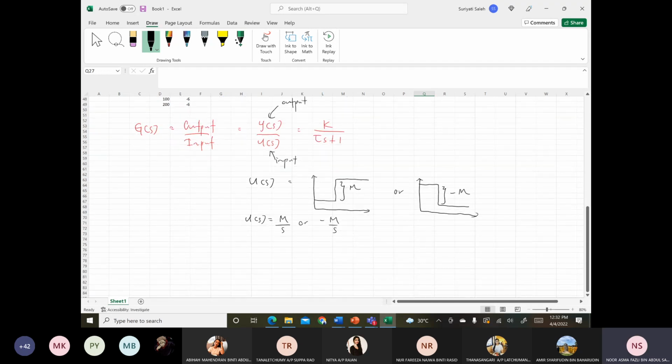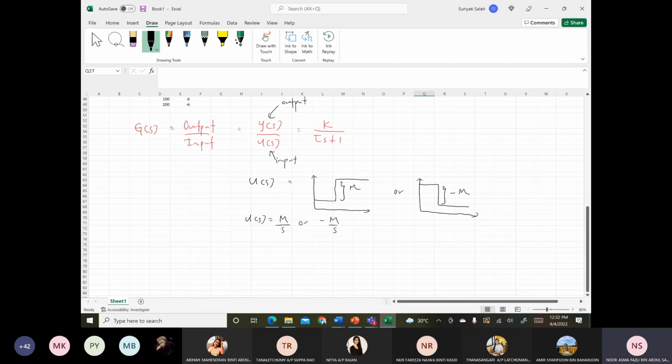Here the input normally is the one that we will specify. For example, in certain cases, the input should be our flow rate. So the flow rate is either being increased or decreased. So it's like that.